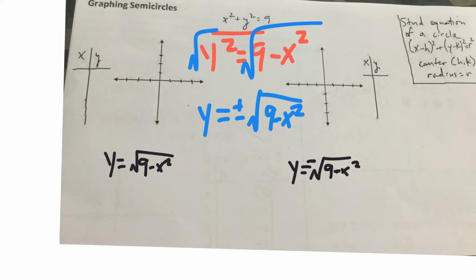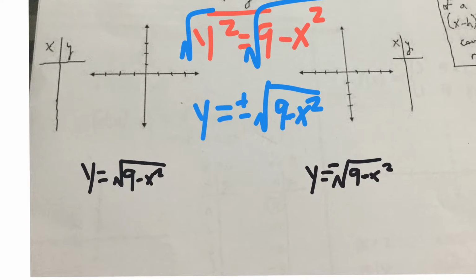So first, we need to figure out what our domain is. What is our list of possible x's? Now we're going to plug in some x values to see what our graph looks like. So again, on the left side for y equals the positive square root, some x values I might want to plug in: 0, that would be very interesting. 3 would be interesting, and negative 3 would be interesting.